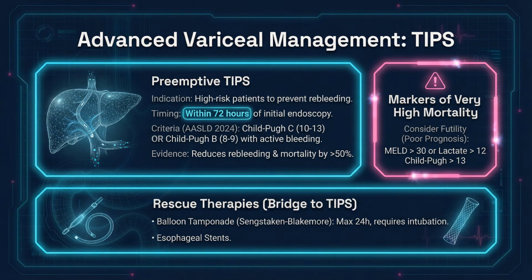If TIPS is not immediately available, rescue therapies like a Sengstaken-Blakemore balloon tamponade, used for a maximum of 24 hours and requiring intubation, or esophageal stents can serve as a bridge.